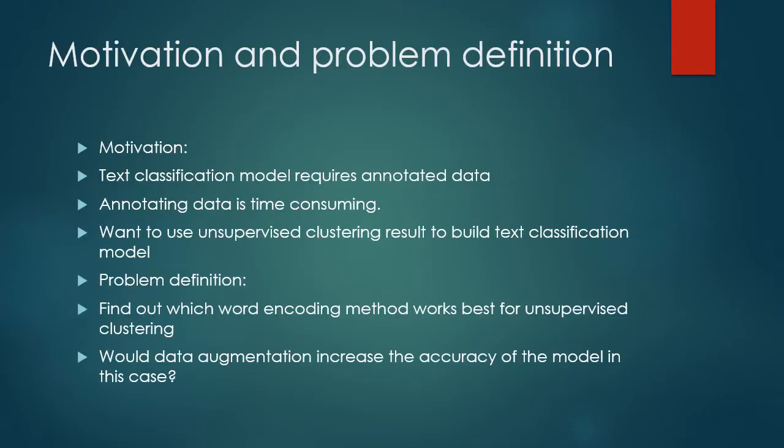The motivation of this experiment is that text classification requires annotated data, yet the labeling process can be time-consuming. Therefore, I want to use unsupervised clustering to replace the labeling process. The experiment has two goals. First, find out what's the best encoding algorithm for unsupervised clustering. Second, find out will data augmentation help increase the accuracy.